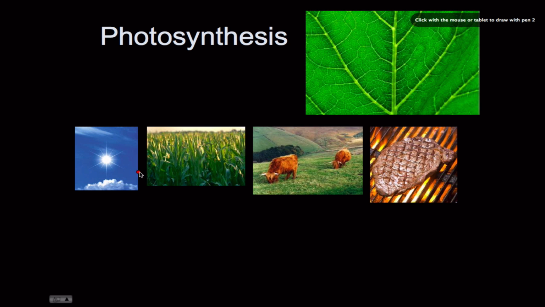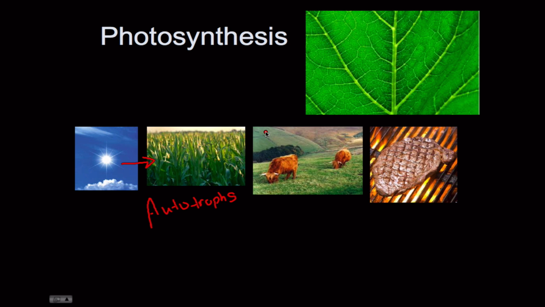And they either do this directly from the sun, as in the case of plants. So these plants would be autotrophs. Autotroph means that it creates its own energy. Okay, so these autotrophs, they get their energy directly from the sun.